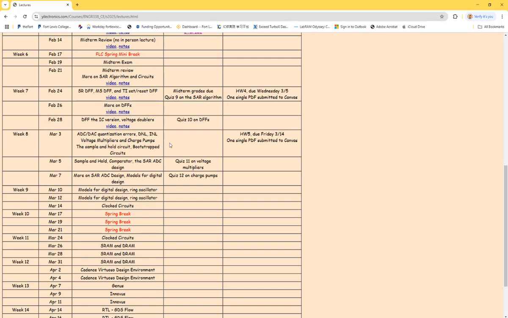Okay, and the two quizzes on Wednesday. The Wednesday quiz is about voltage multipliers, and the other one is charge pumps. These are pretty important because both circuits are being used for the sample and hold circuit. So it's important to understand both.